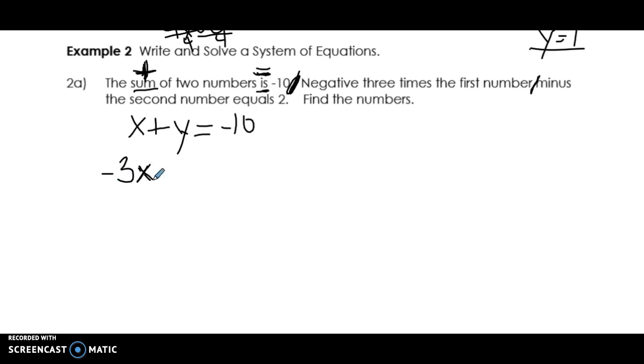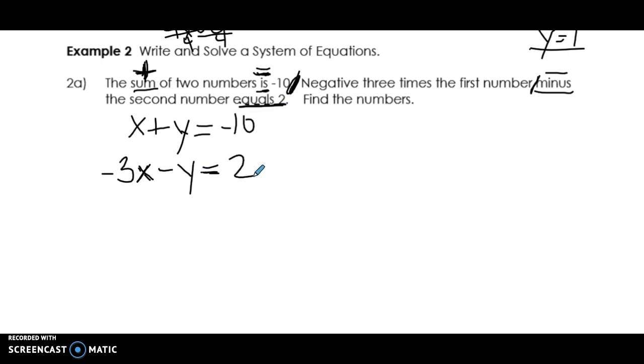-3 times the first number minus the second number. Remember, minus means I'm going to subtract. So minus the second number, which was y, equals 2. This tells me it equals 2 right there. This equals 2.